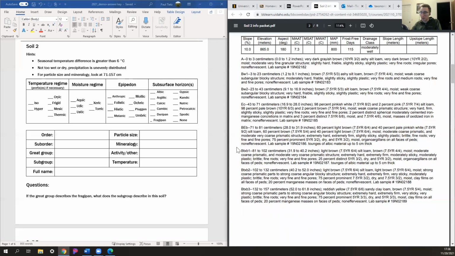Okay, so I'm just orienting myself here with what the soil profile is. Now let's take a look at what we're filling out here. Let's start with this top box, the temperature and moisture regimes. We have some hints here that are going to be helpful. Our seasonal temperature difference is greater than 6 degrees Celsius, and it's not too wet or dry.